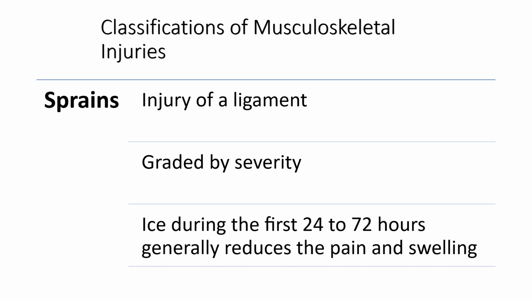Some more classifications that we can talk about. Sprain, injury of a ligament. It's graded by severity. As of now, although one of our students recently, who was more into PT prior to coming to EMS, said ice is going a little bit more away, ice during 24 to 72 hours generally helps pain and swelling, so you still might see that answer.